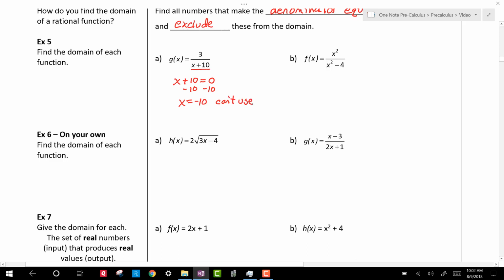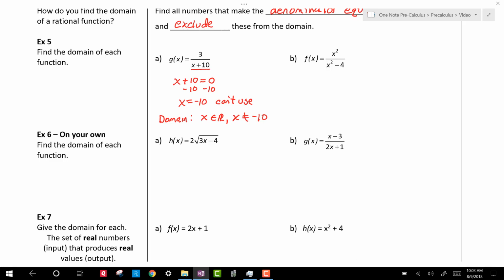So my domain here would be x in the set of reals, x not equal to negative 10. That's the no-no. That's the one we don't want. Now, why did I write all that out when it was that simple?